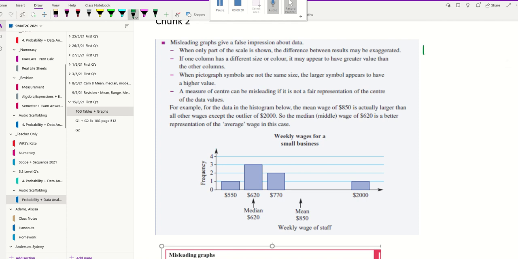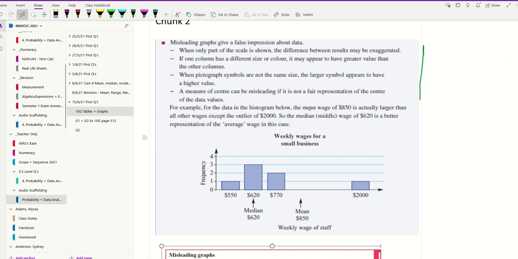If we just look at what's in our textbook here first, and we'll go down: when only part of the scale is drawn, the difference between results can be exaggerated. If one column has a different size or colour, it may appear to have greater value than the other columns. When pictograph symbols are not the same size, the larger symbol appears to have a higher value. And a measure of centre can be misleading if it's not a fair representation of the centre of the data value.